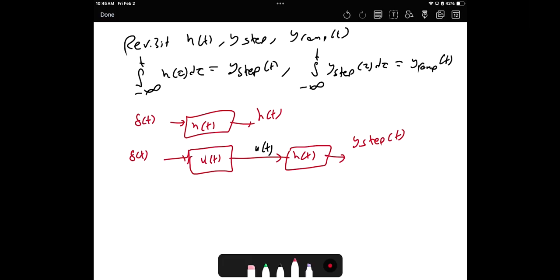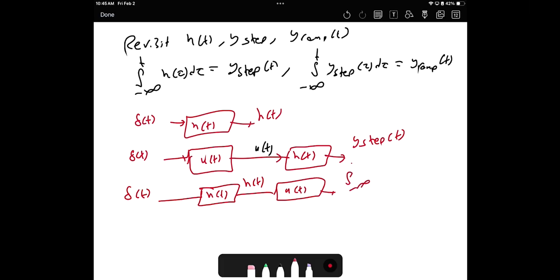The other thing, which is when we have the input delta of t and connect this to h of t, so the output will be h of t. Then when we do u of t, the output is the integral from negative infinity to t of h of tau d tau, which means the same as y step. So those two are equivalent.